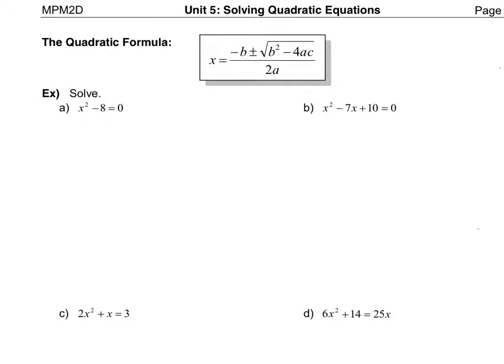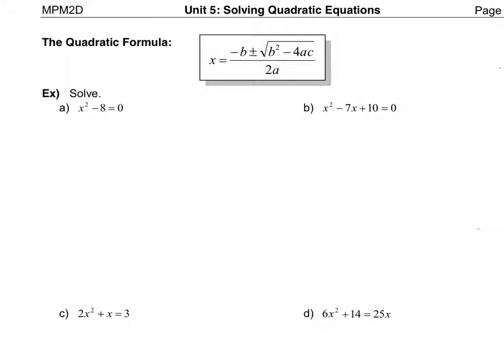We're now going to learn how to use this thing called the quadratic formula. The quadratic formula is just the equation x equals negative b plus or minus the square root of b squared minus 4ac, all divided by 2a. In order to actually use it, we need to know what a, b, and c are.